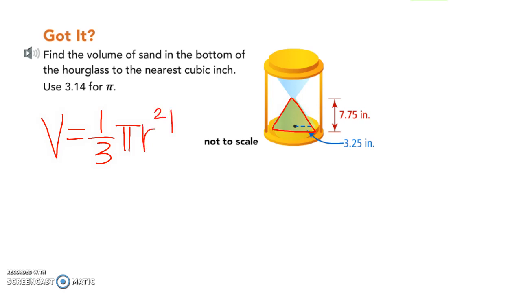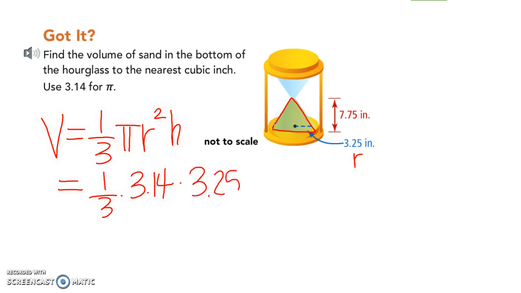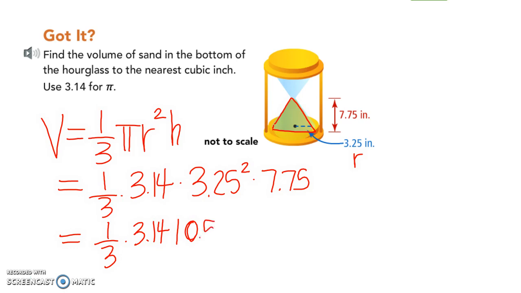First, I'm writing my formula like I did before. I'm going to plug in 3.14 for pi. I see that my radius is 3.25, so that's what I'm going to put here. And then my height is 7.75. All right, next I'm going to square 3.25, so I'm going to multiply it times itself in my calculator. And I get 10.5625. And then I need to multiply that times 3.14.